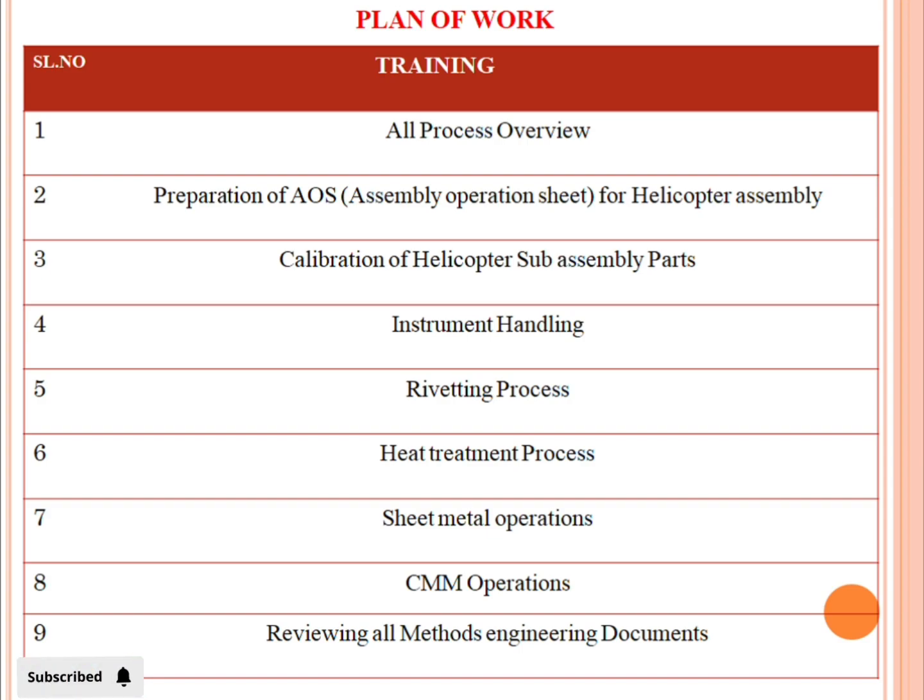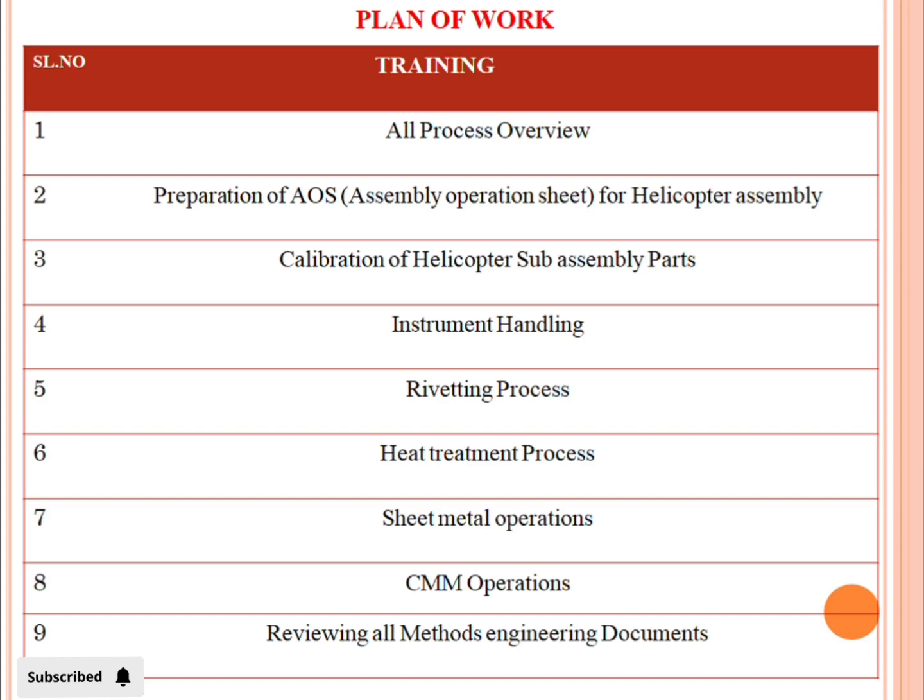The ninth one is reviewing all methods engineering documents. Annually, according to the customer requirements and according to the standard requirements, all amendment histories and methods engineering documents will be revised. So there will be major changes in the process and the process flow. So frequently an engineer should be reviewing the documents.